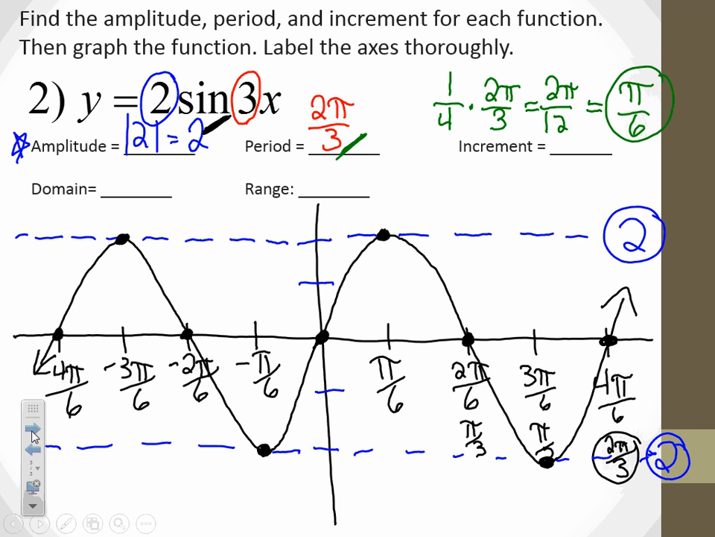And ladies and gentlemen, we get to now find our domain and range. Domain is all real numbers. Now on our range, we just go with our amplitude. So I have 2 and negative 2. So y has to be less than or equal to 2, and y has to be greater than or equal to negative 2.